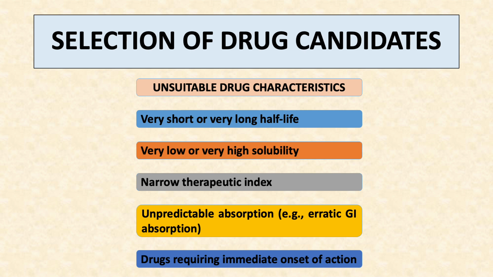And last, drugs requiring immediate onset of action. Controlled drug delivery systems delay peak plasma levels, so they are not suitable for acute pain relief, emergency treatment, or critical rescue medications. This requires rapid systemic availability rather than prolonged release.